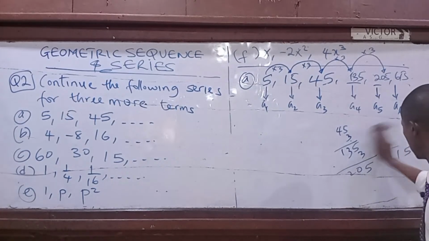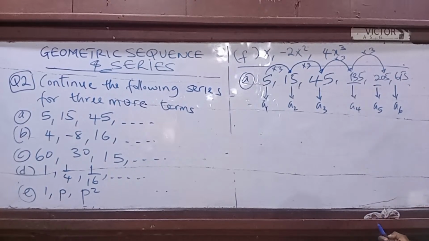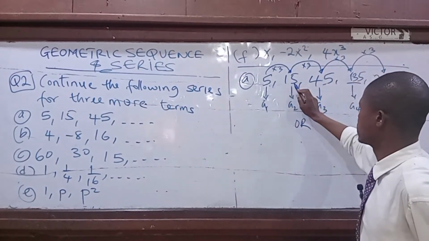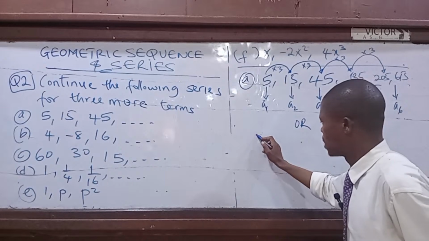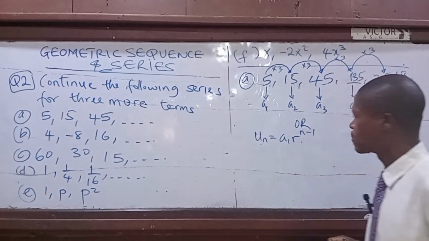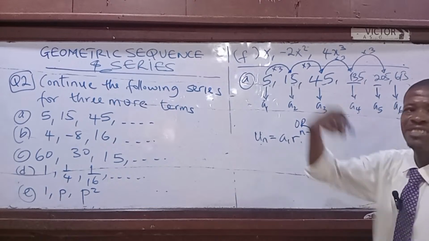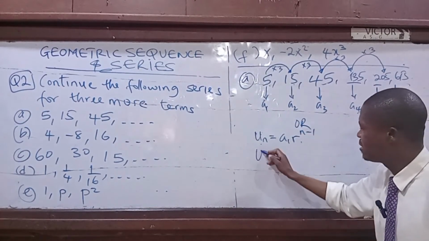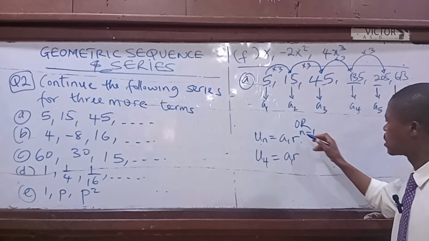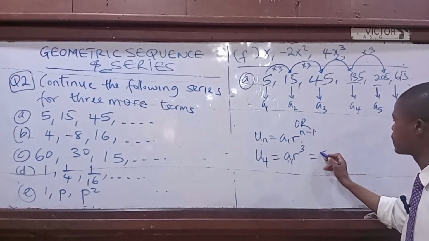You can also use the formula to get the next 3 terms. The first one is the first term, second term, third term. Look at the nth term. This is the formula for the nth term. Want to get A subscript 4, the fourth term. In that case, n is 4, and that will be equal to what? A subscript 1, times r to the power 4 minus 1, that's 3. A1 is what? It is 5.